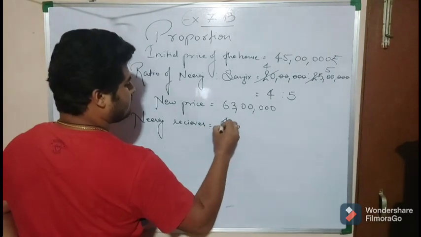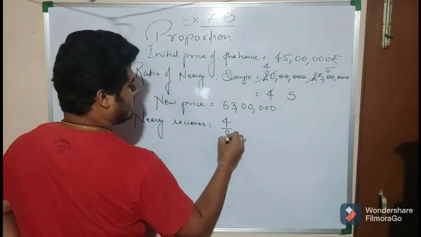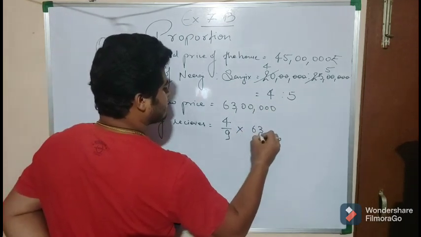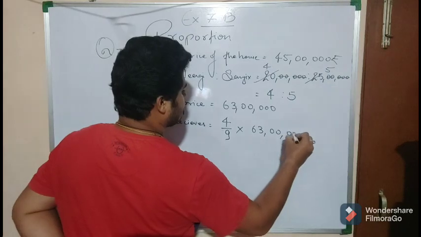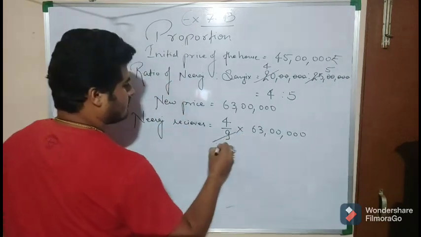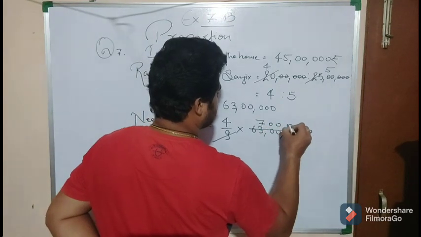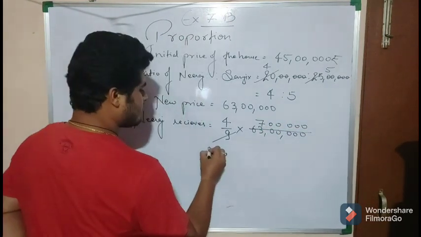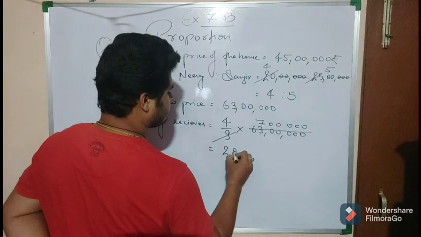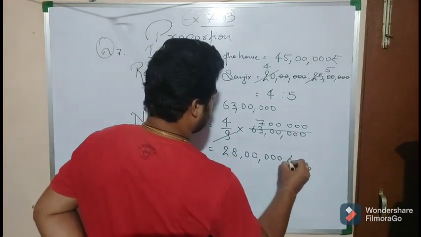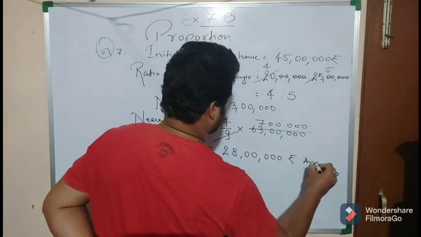the fraction will be 4 upon 9, 4 plus 5 is 9, multiplied by 63 lakh. 9 divides 63 with 7, and 7 4s are 28. So now he will receive 28 lakh rupees.